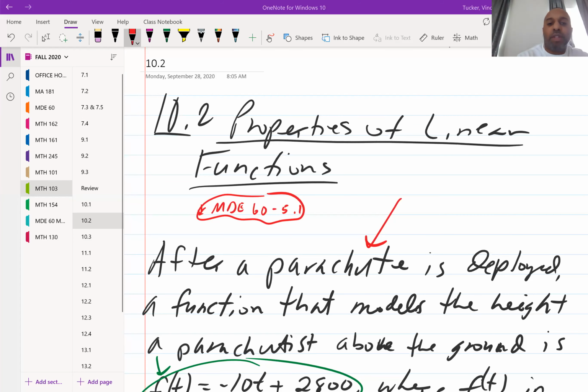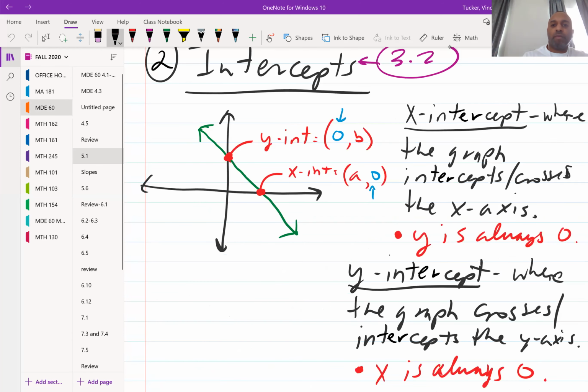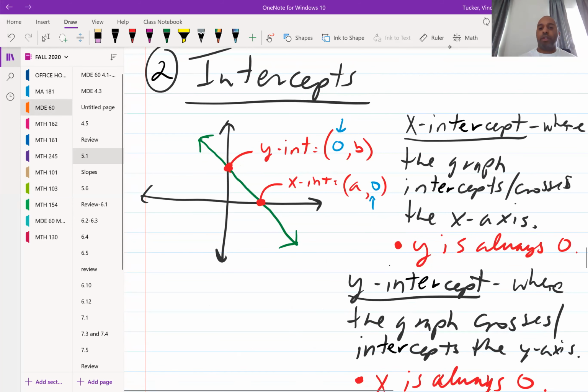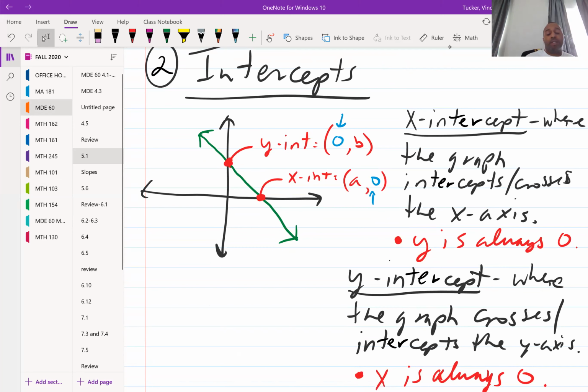So looking at properties of linear functions. We're going to go to our intercepts. Start right here. You guys want to use 3.2. Your intercepts are where the graph crosses the x-axis and y-axis. Your x-intercept is where the graph crosses the x-axis. Your y-intercept is where the graph crosses the y-axis.